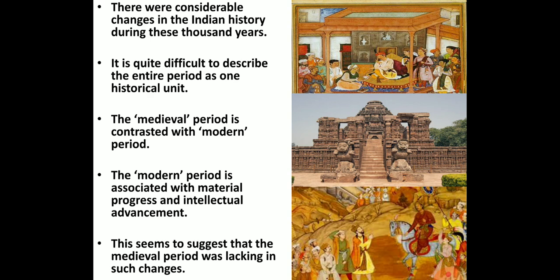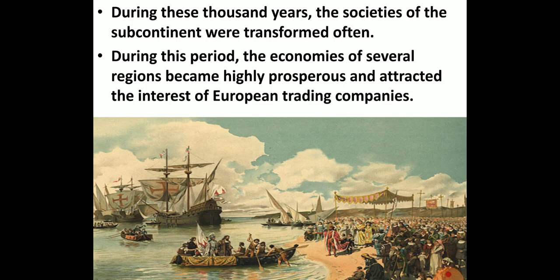Moreover, the medieval period is contrasted with the modern period, and modernity is considered as material progress and intellectual advancement. This seems to suggest that the medieval period lacked these changes. But actually, during these 1,000 years of the medieval period, the societies of the subcontinent were transformed often, and the economies of several regions became highly prosperous and attracted the interests of European trading companies. So, this is the end of this chapter.